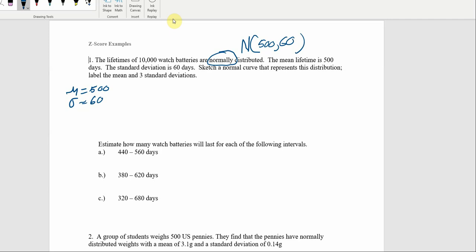All it's asking for is, let's just go ahead and draw a normal distribution. They all look like the same bell curve. Label the mean. Well, that's easy, 500. And we want to label 3 standard deviations. So the first is going to be 560. The second is going to be another 60 added to that, so 620. And the third one is going to be 680.